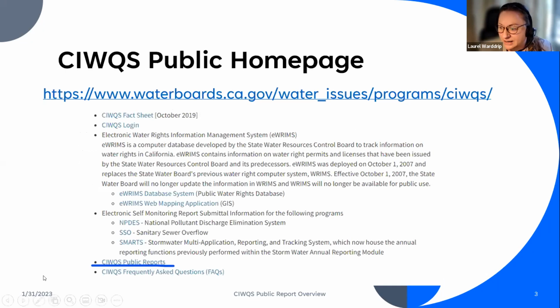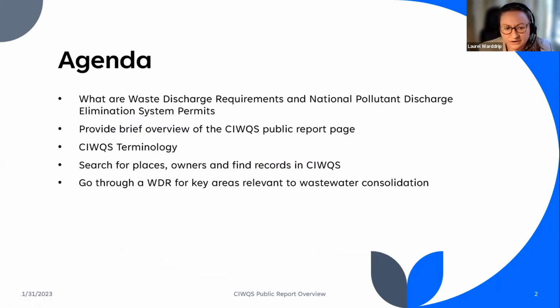And then an NPDES permit is where there's a discharge potentially to waters of the United States. So it's a federal permitting program for wastewater and stormwater, where WDRs, or waste discharge requirements, primarily cover discharges to land.